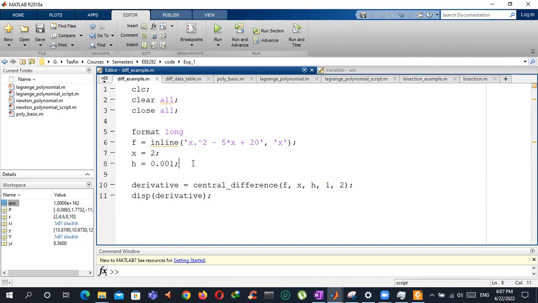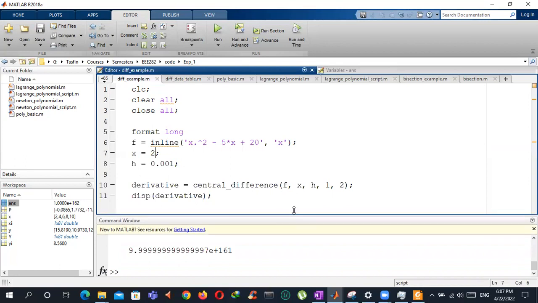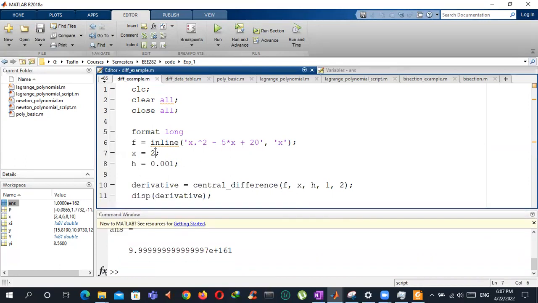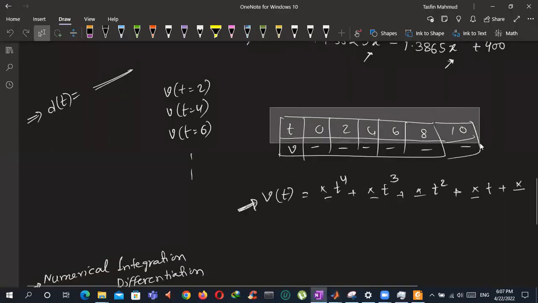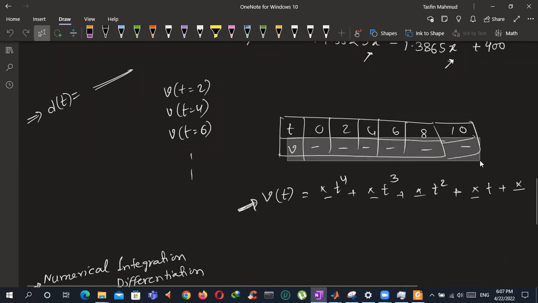So for each of them you have to find the value and fit the curve again. Exactly. You will have to find the velocity for 2 seconds, then for 4 seconds, for 6 seconds, 8, 10. So you will get this type of table, right? For t equals these values, you will get the velocity, then fit the curve once again, you will get the curve for velocity. Then use the differentiation code to determine the acceleration.